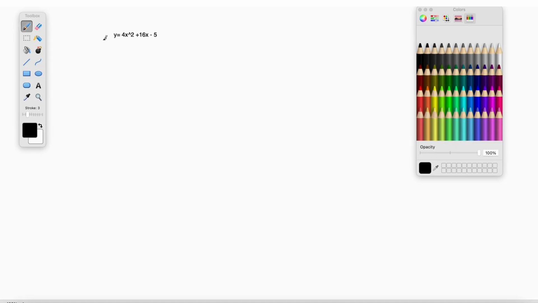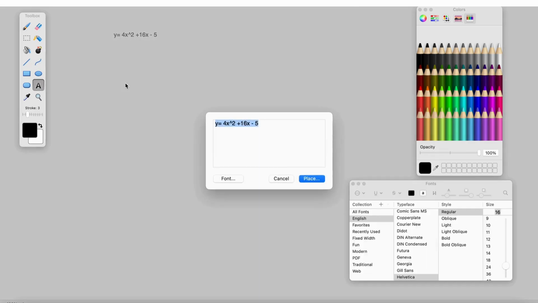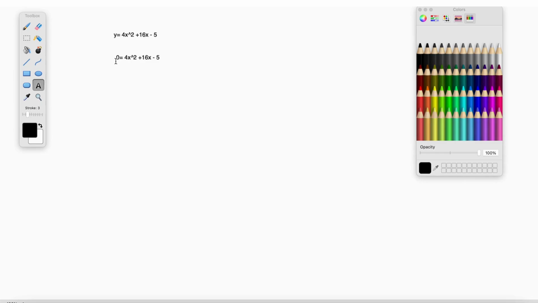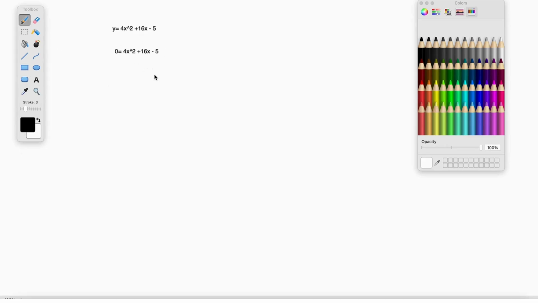Now to complete the square we want to set y to 0, so let's just do that. Just that, but replace it with 0. Okay. And then how we want to complete the square is basically we need a perfect square equation here.